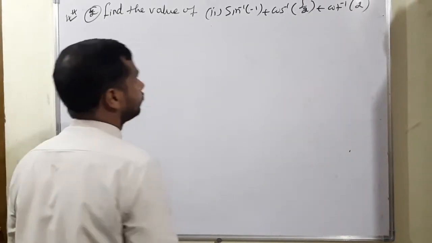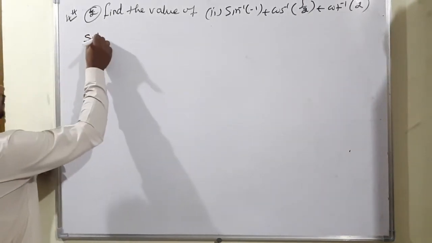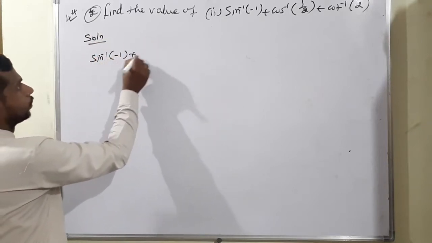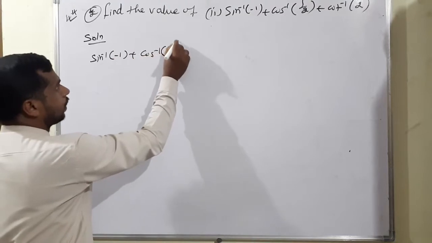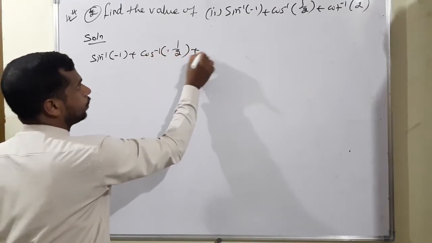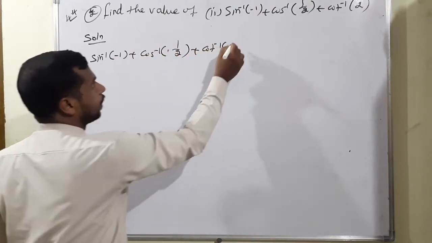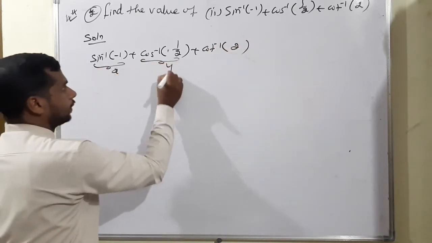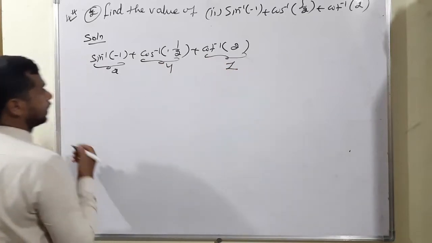Subdivision 2. Question. Solution. Sin inverse of minus 1 plus cos inverse of 1 by 2 plus cot inverse of 2, isn't it? This is considered for x, this is considered for y, this is considered for z, okay?